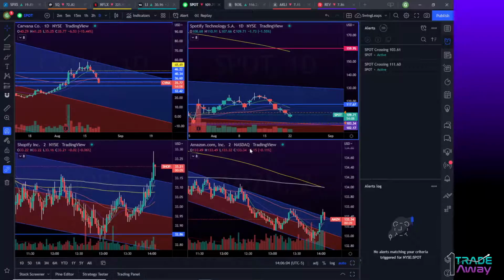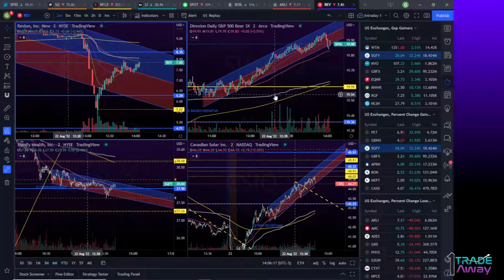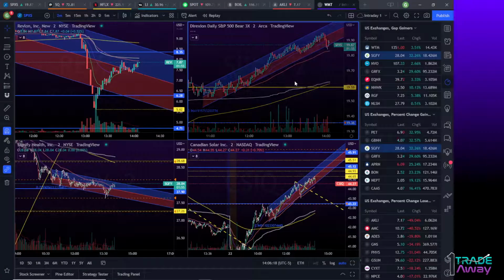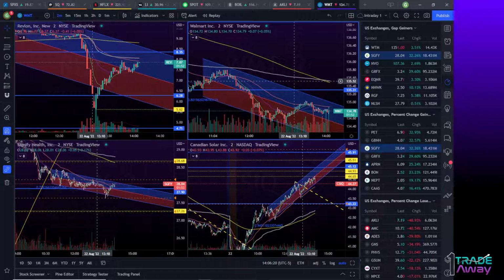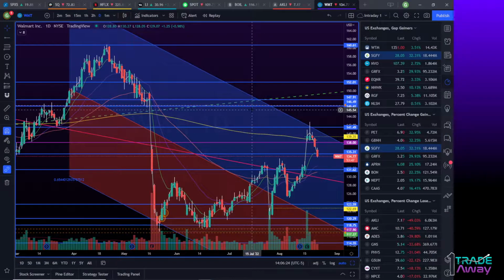Let's see if we can find something that looks a little bit different. Let's go outside of tech. Let's come back over here. Let's go to Walmart, for instance. All right, let's take that up, 1 day. We've made some trades on this in the past. We've captured some good swing leaps on this.